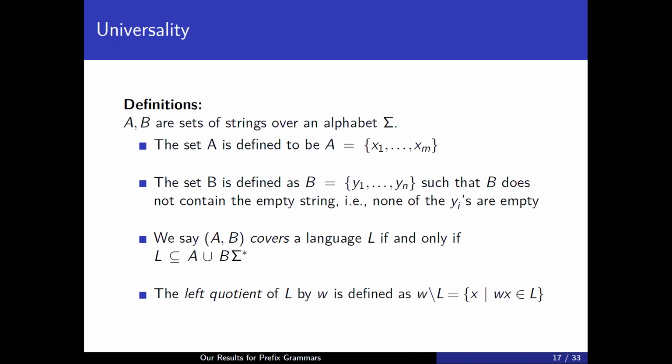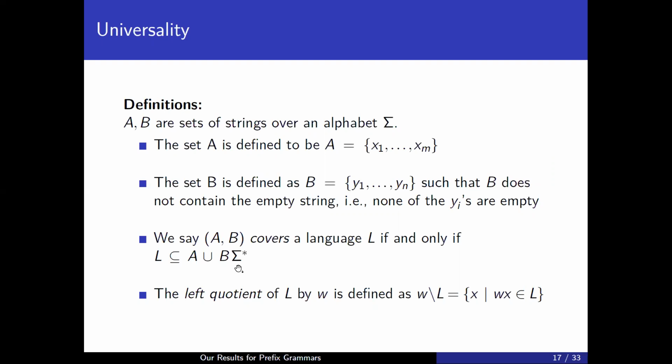A and B are going to be sets over the alphabet sigma. The set A will be given as a set of strings x1 through xm. The set B will be a set of strings y1 through yn, where none of them are the empty string. We'll say that A and B cover a language L if and only if L is a subset of A union B sigma star.